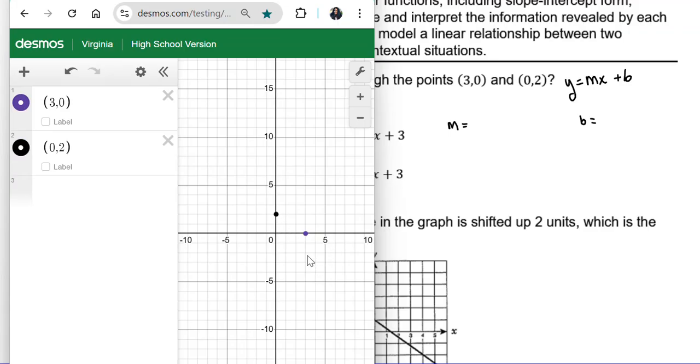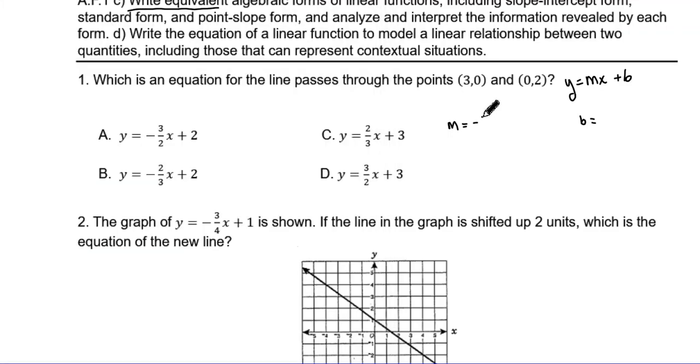So to find the slope, I'll just count. In the numerator, I have the change in y, which is -2. And then in the denominator, I have the change in x, which is 1, 2, 3. So -2 over 3, that's my slope. I really wouldn't do it any other way than this for the SOL. So -2 over 3.